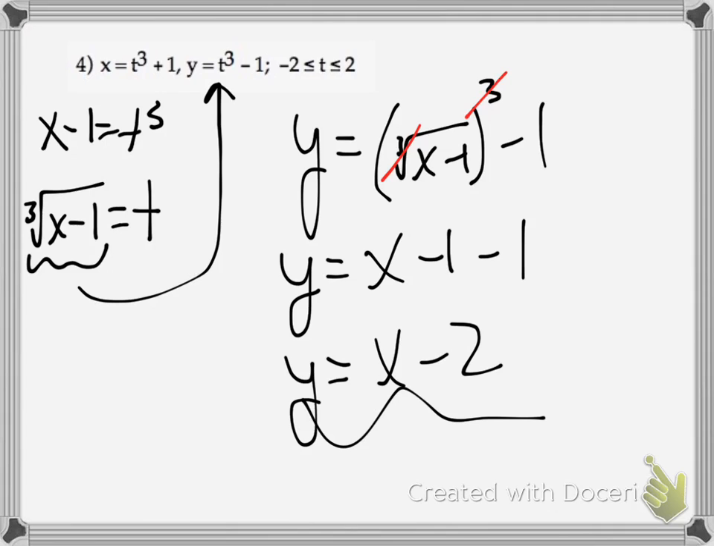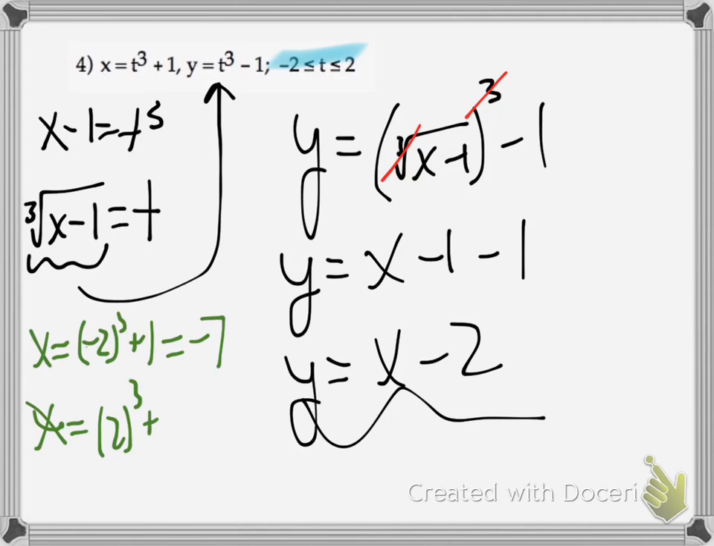And remember, to get our new parameters, you're just going to take the -2 and the +2 and plug them in. We'll put them in a different color. Let's go with that green. So x equals -2 cubed plus 1. So -2 cubed is -8 plus 1 is -7. And x equals +2 cubed plus 1. You get a 9. So -7 is less than or equal to x, less than or equal to 9. Those are your parameters.